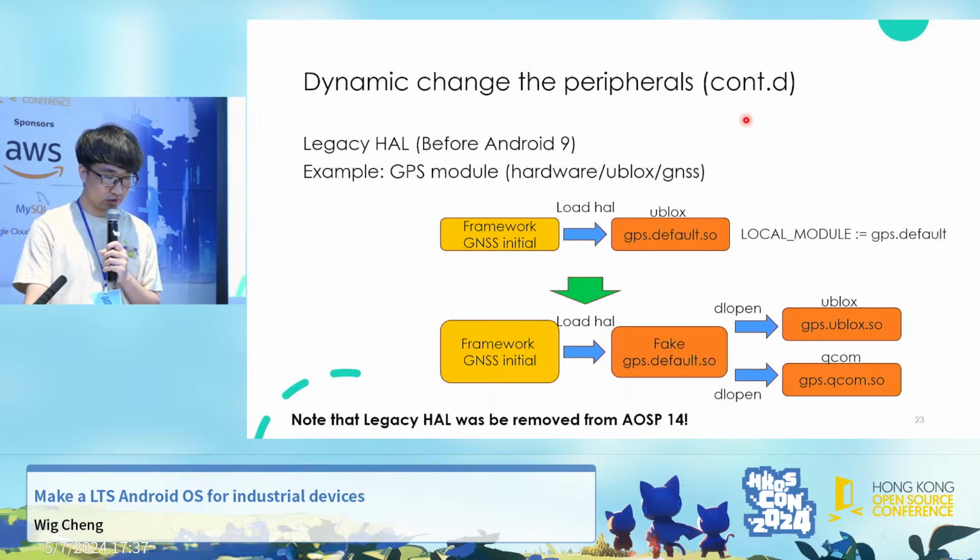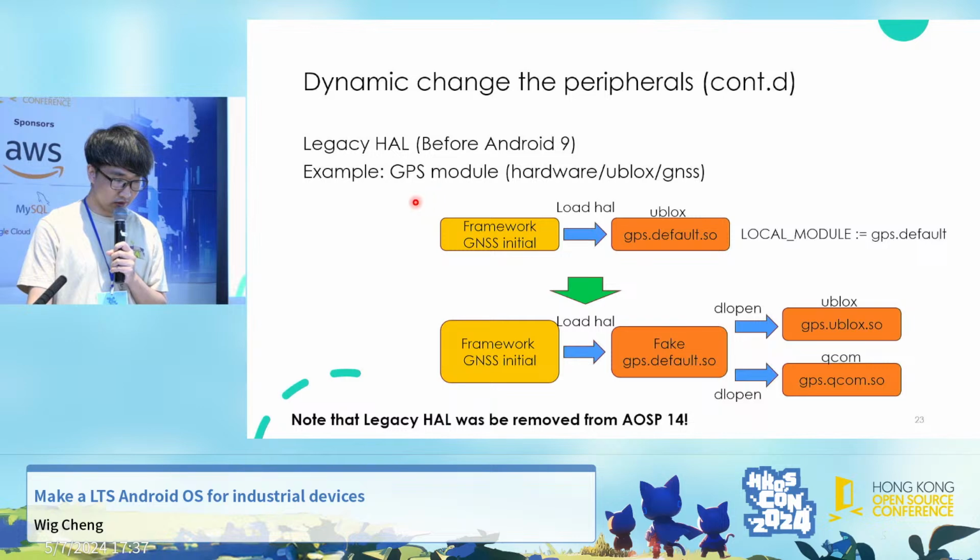And I share two experiences. One uses the legacy HAL layer, and the other uses the latest HAL layer. Focusing on the legacy HAL first, this example is for a GPS module. The old GPS module is based on u-blox, and the new one is based on Qualcomm. In the framework part, there is the GNSS service, which will call the HAL layer library.